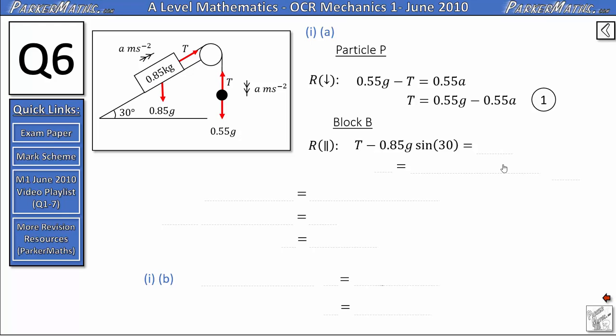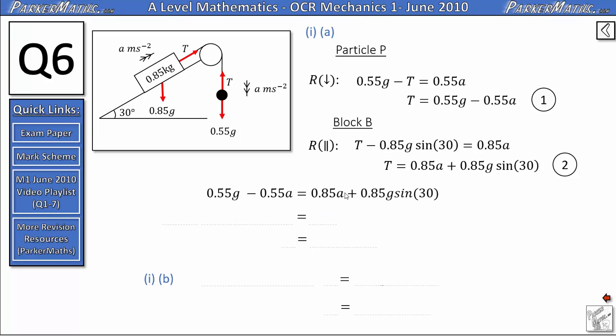On the right hand side we have mass times acceleration, so that becomes 0.85A. Adding 0.85 G sine 30 to both sides gives us T equals 0.85A plus 0.85 G sine 30. We'll call that equation 2. Now that we've got two equations and they're both in the form T equals, we can set the right hand sides of these equations equal to each other.